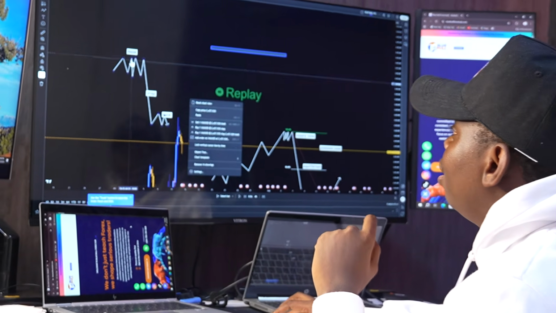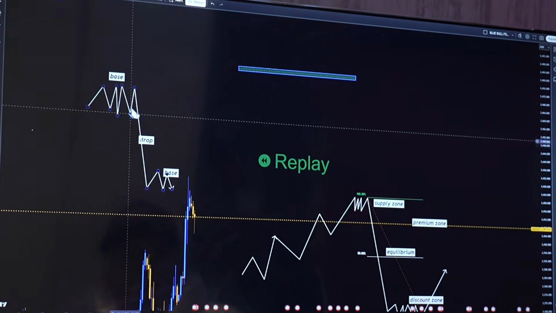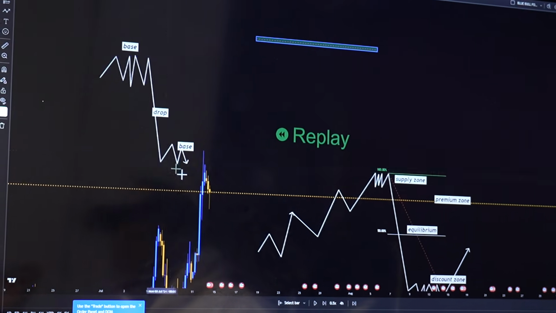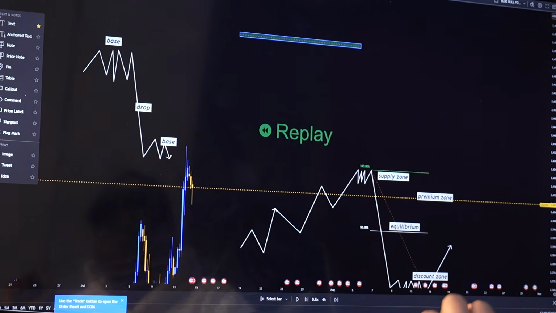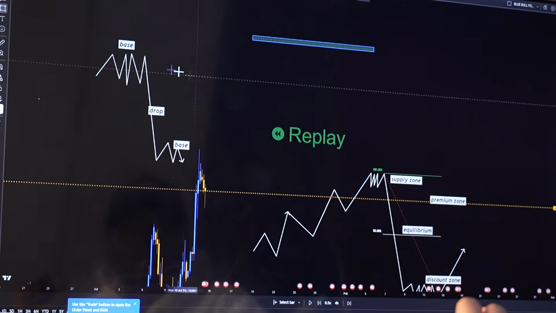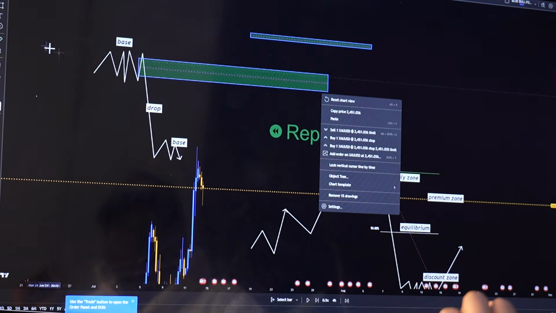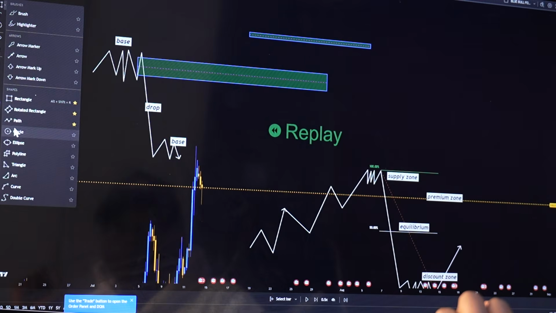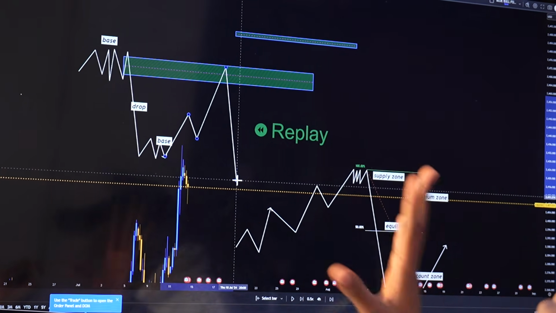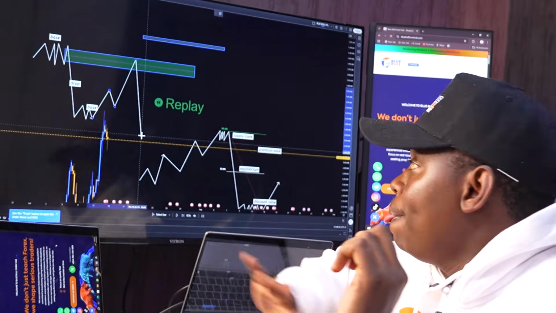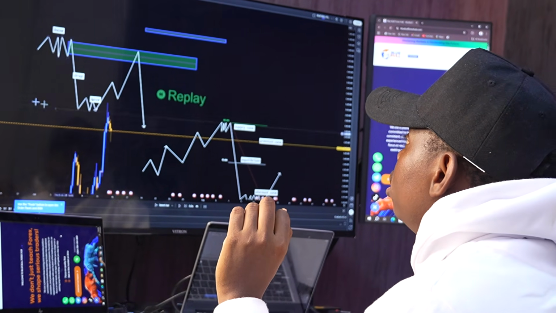So when we have a base, and then we have a rally to the downside, followed by another base, this means one thing: this particular point of interest here is our possible supply zone. The implication is we want to wait until the market taps that zone, and then it shall drop from that particular point.